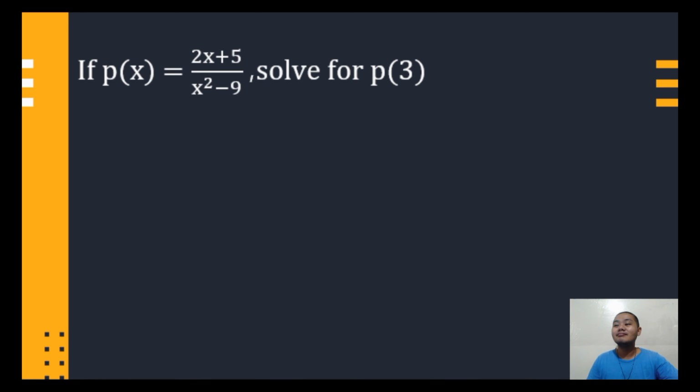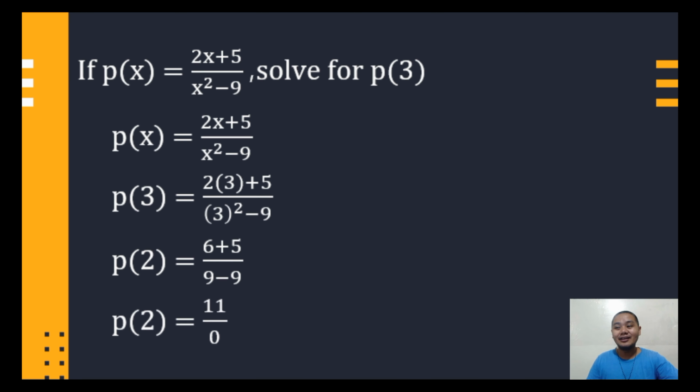Next. If p of x is equal to 2x plus 5 all over x squared minus 9, solve for p of 3. Since, again, meron tayong rational function dito, tignan natin yung denominator. So, yung denominator natin, if x is 3, definitely makakakuha tayo ng, tama ka, 0. So, therefore, undefined tayo if x is equal to 3.